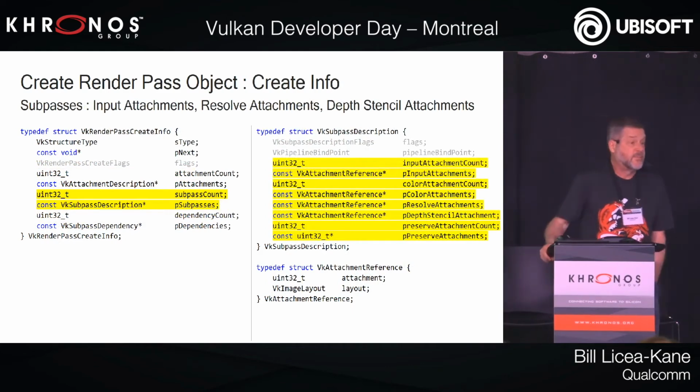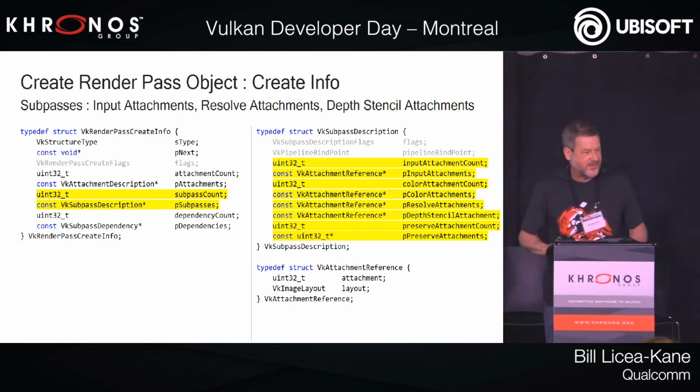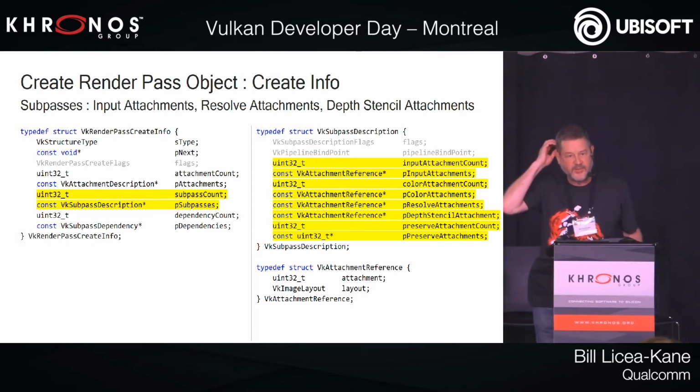And now we're going to go into the subpasses. So we have all of our attachments, and now we have n subpasses, and there'll be at least one subpass in every one of your render passes, but up to n minus 1 subpasses. So we'll have to go through and describe the input attachments, the color attachments, the depth stencil attachments, and the preserve attachments.